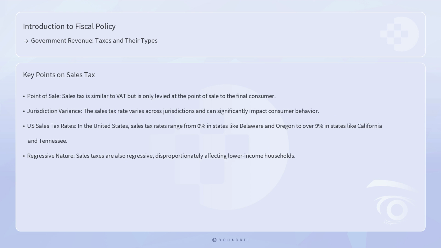Sales tax is similar to VAT, but is only levied at the point of sale to the final consumer. The sales tax rate varies across jurisdictions and can significantly impact consumer behavior. In the United States, sales tax rates range from 0% in states like Delaware and Oregon to over 9% in states like California and Tennessee. Sales taxes are also regressive, disproportionately affecting lower-income households.